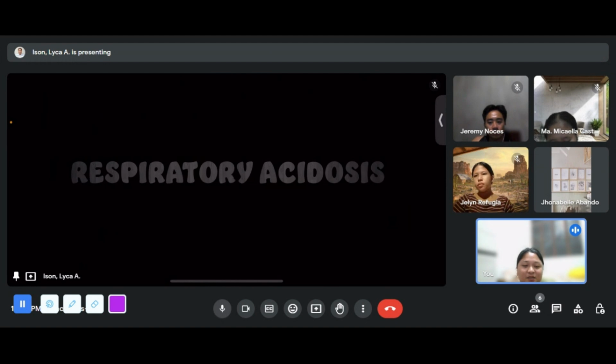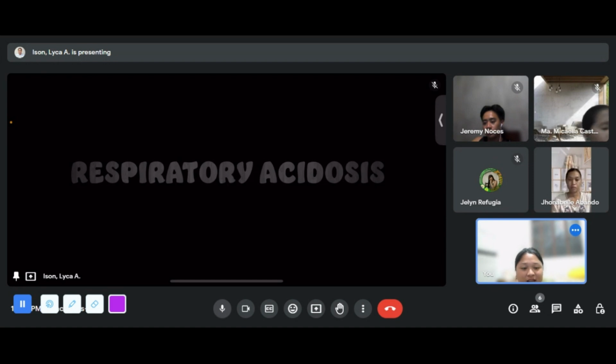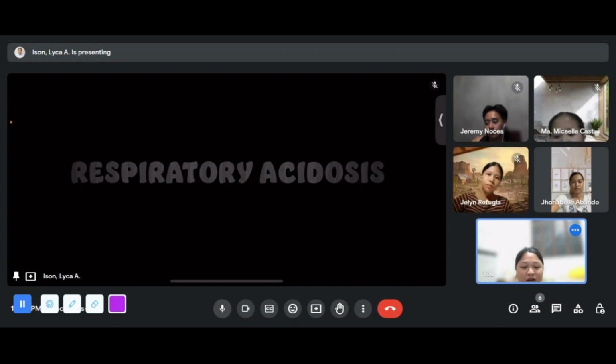So, next is the acid-base balance. Let's talk about the acid-base balance, that refers to the equilibrium or the balance between the acid and the bases or the alkalis in the body. So, the human body works best when there is a delicate balance between acidity and alkalinity. Our body maintains the acid-base balance through various mechanisms such as buffering systems, respiratory regulation, and renal regulation.